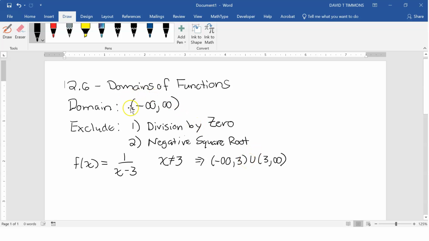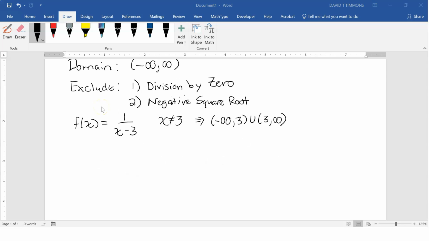So again, start with minus infinity to infinity, see what values you have to exclude. And this symbol here just means union. It's just joining these two intervals of real numbers. So this is an example when we have to exclude a value because it causes division by 0. Your textbook then shows another function with a square root.